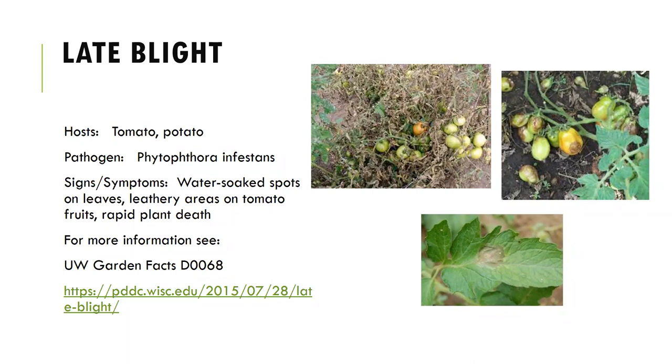Late blight is a destructive disease of tomatoes and potatoes that can kill mature plants and make tomato fruits and potato tubers inedible. Initially, affected areas look like water-soaked or oil-soaked spots on the leaves, as you can see in the bottom photo. Stems will develop dark brown to black areas.